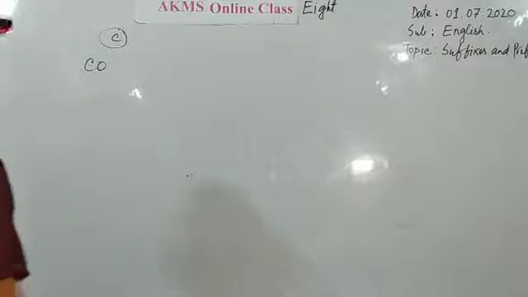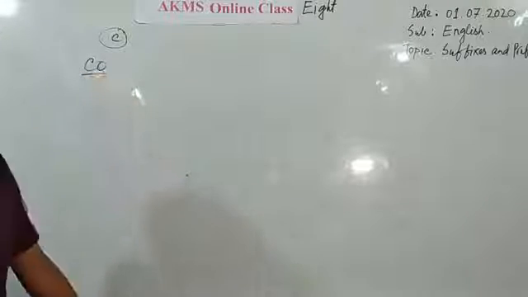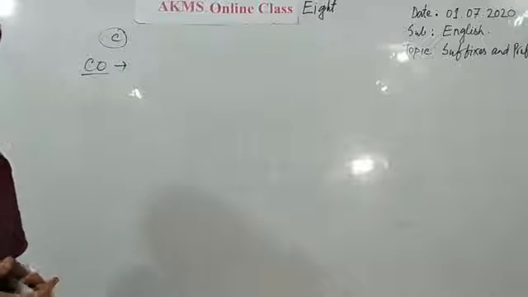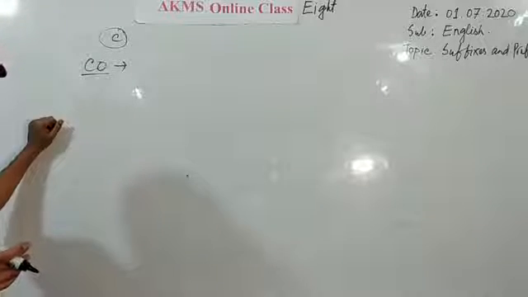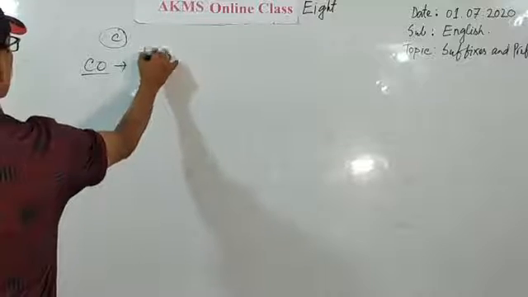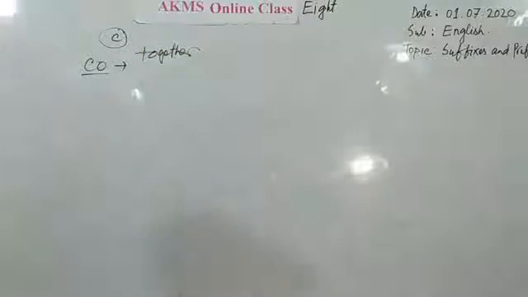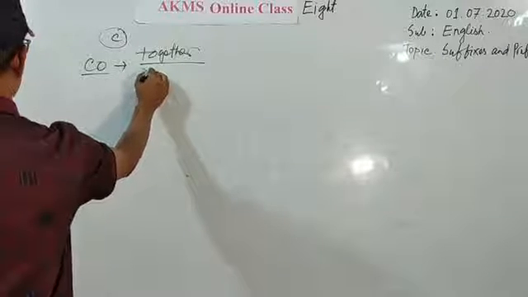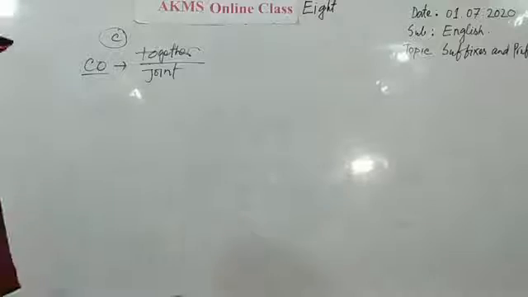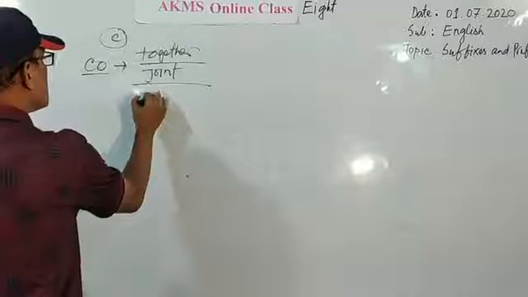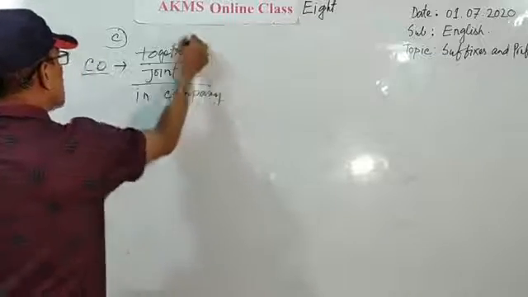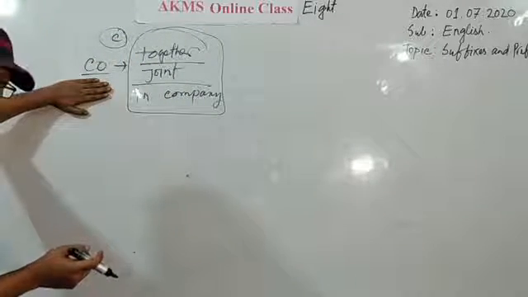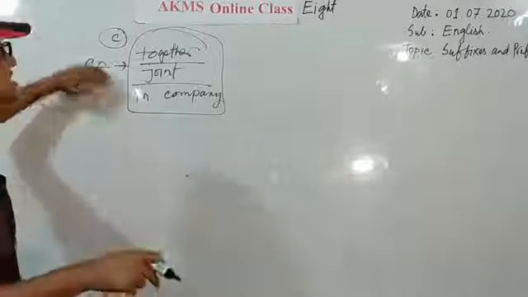Dears, C-O. These two letters will be used as prefix. And what type of meaning can this CO express? Please, CO, that means together. I can use CO to express the meaning of together, or jointly, or songi hua, in company. This CO can express the meaning of these words. CO can be used as a prefix before a root word, and then it can express such type of meaning.